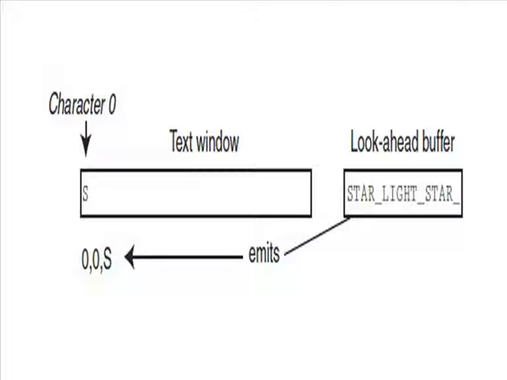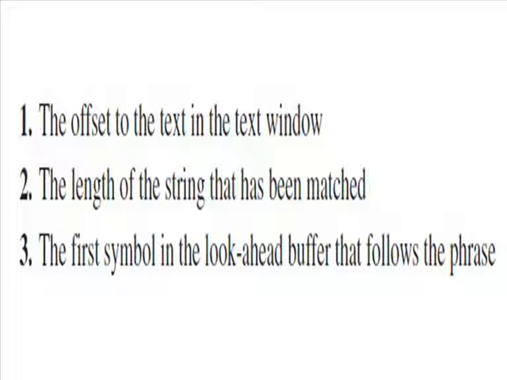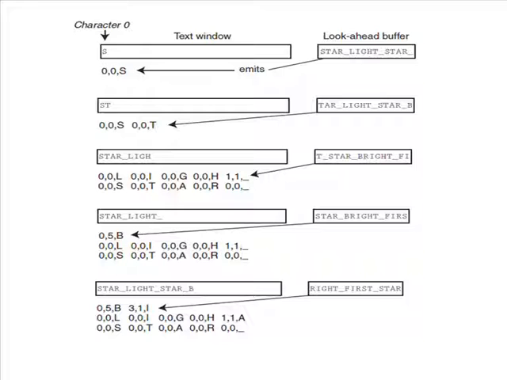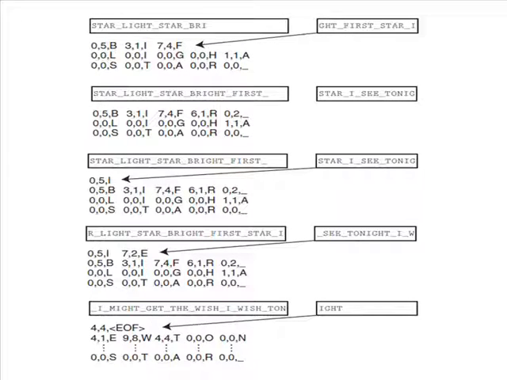The text is first read into the look-ahead buffer. Having nothing in the text window yet, the S is placed in the text window and a triplet is output, composed of: 1. the offset of the text in the text window, 2. the length of the string that has been matched, 3. the first symbol in the look-ahead buffer that follows the phrase. So this is how LZ77 processes the data to be compressed.